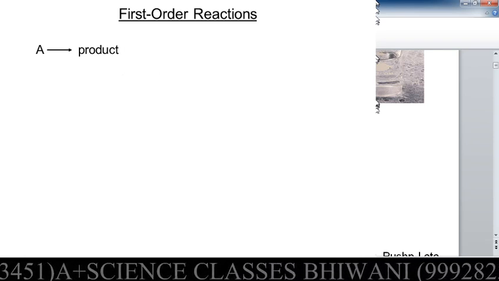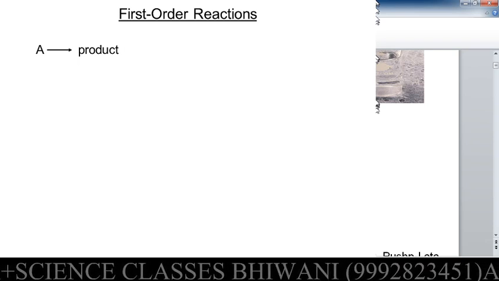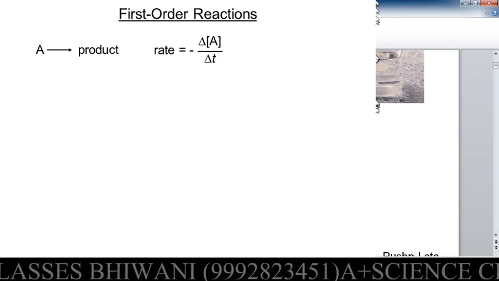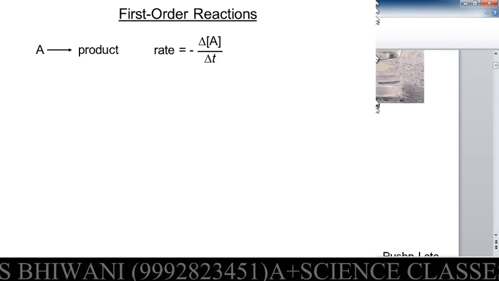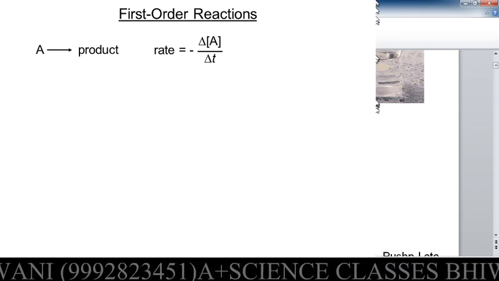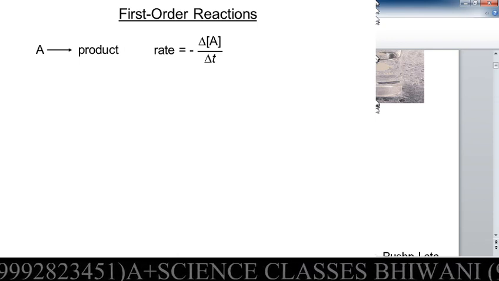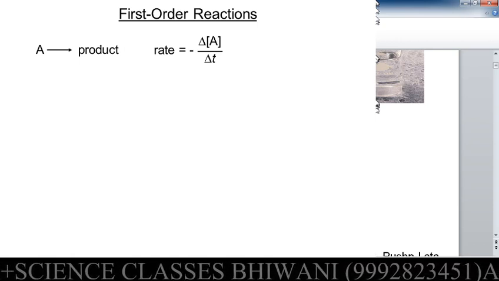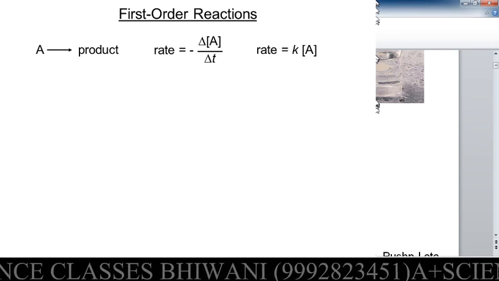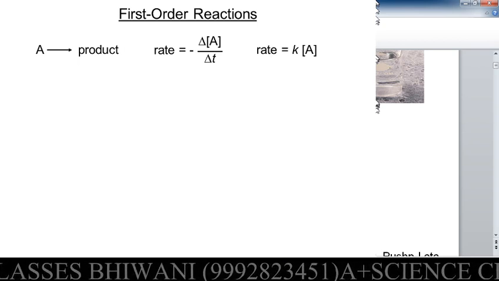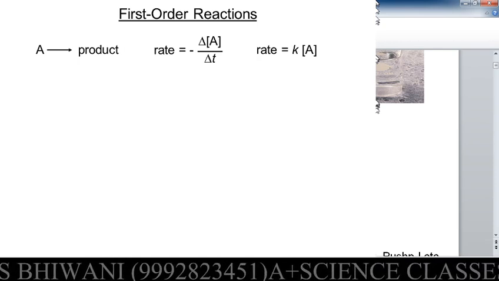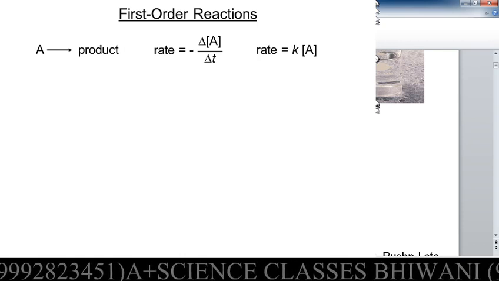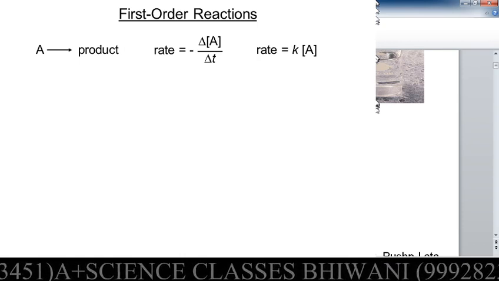How can we write down the rate expression? First, as we learned in our first lecture, the rate expression is the change in concentration of A with respect to the change in time. Square brackets are used for the molar concentration. Clear? And how do we write it according to the rate law? According to the rate law, rate is equal to k into the molar concentration of A. Is it clear? If it is first order, it means the power of A is 1. So this is the representation whenever we represent our first order reactions.